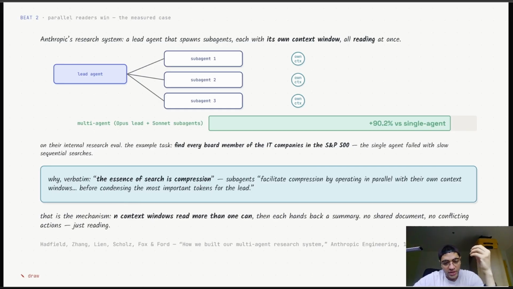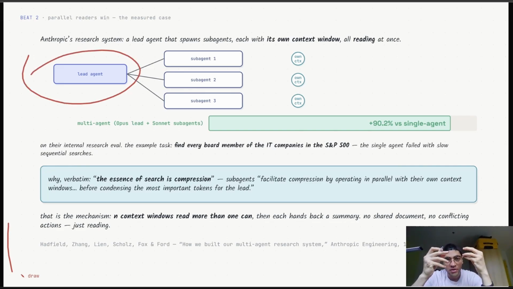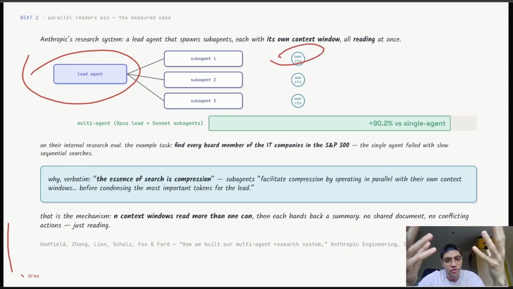So read what actually bought the win here, which is very important, and this is coming from this paper. What actually bought the win is that n context windows can read more than one context window can, and each one hands back a summary instead of raw pages. There is no shared document and no two agents taking conflicting actions, because the lead agent made sure to split the context and made the decisions. It was like a planner for the other sub-agents. So it's just pure reading, and pure reading, of course, parallelizes beautifully here.